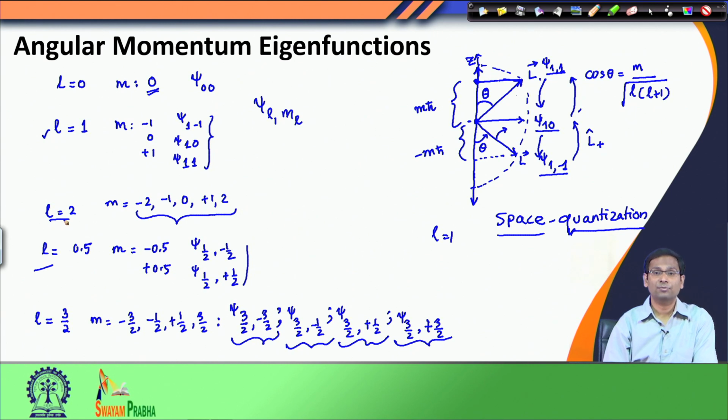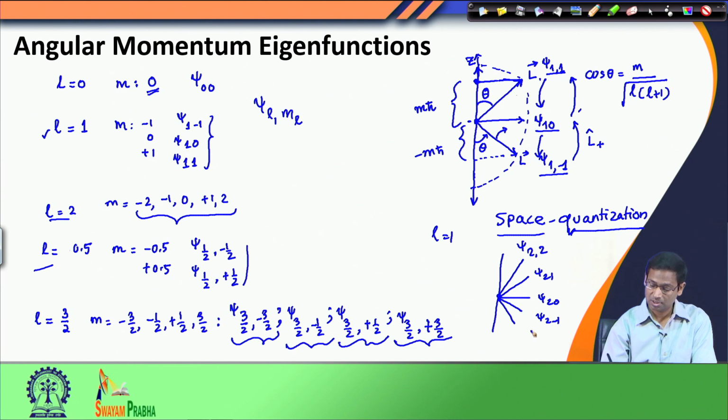If you imagine the same plot for L equals 2, then of course you will have 5 different projections. So, this will be psi 2 2, psi 2 1, psi 2 0, psi 2 minus 1, psi 2 minus 2. And this is my z axis. If I make the projection to the z axis, this is 2 h bar, this is h bar, this is 0, this is minus h bar, this is minus 2 h bar. So, these are the 5 different eigenfunctions of angular momentum when we consider L equals 2.